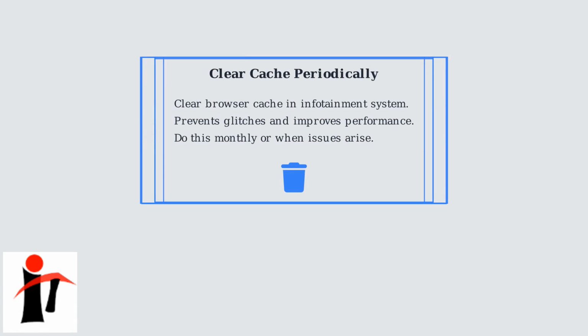Periodically clearing the cache in your Tesla's infotainment system can prevent problems. Access the browser settings to clear cache, doing this monthly or whenever issues occur to maintain smooth Spotify streaming.